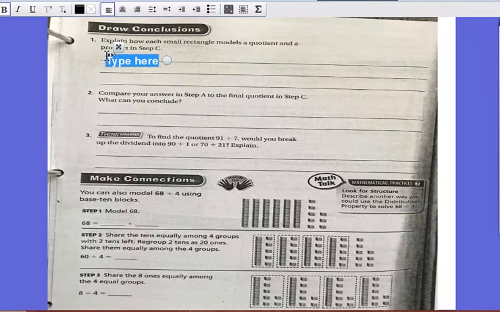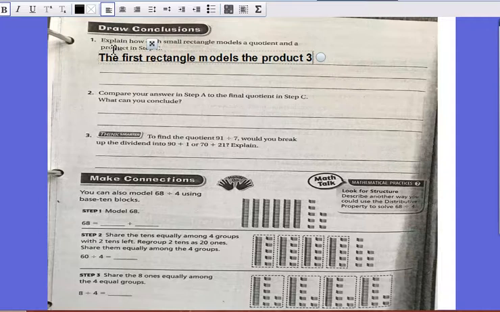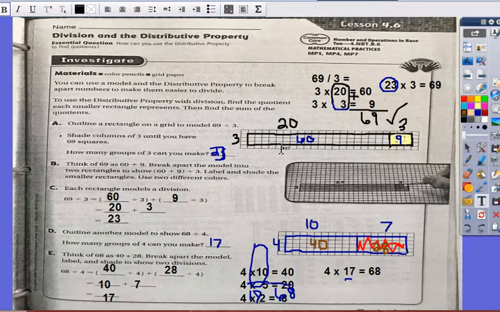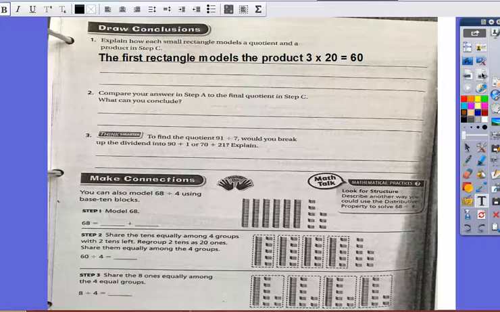Explain how each small rectangle models a quotient and a product, so mean answer in step C. Okay, so the first rectangle models the product 3 times 20 equals 60. Okay, 3 times 20 equals 60. So this one was when we were talking about up here. So 3 times 20 equals 60. Okay.